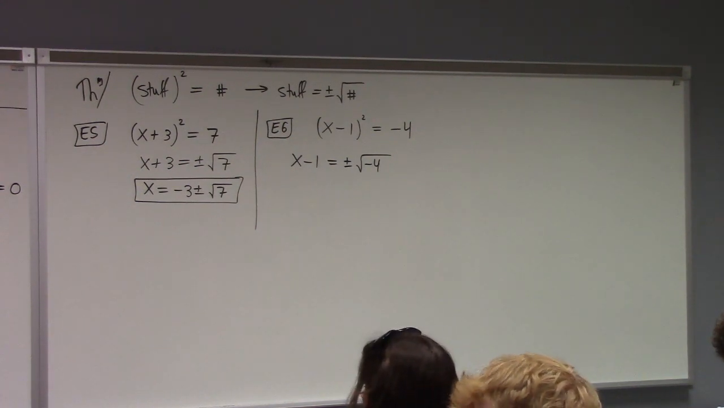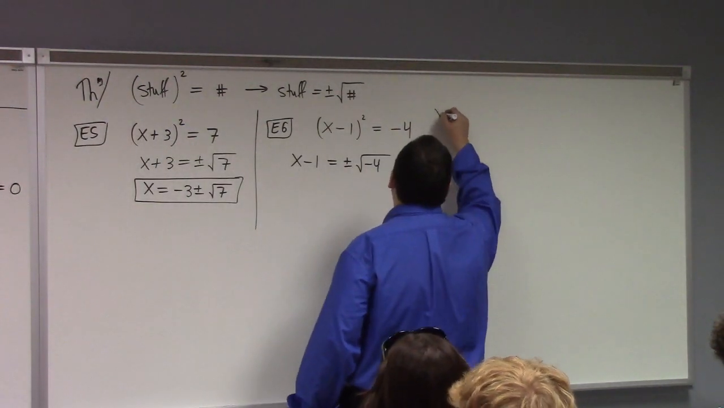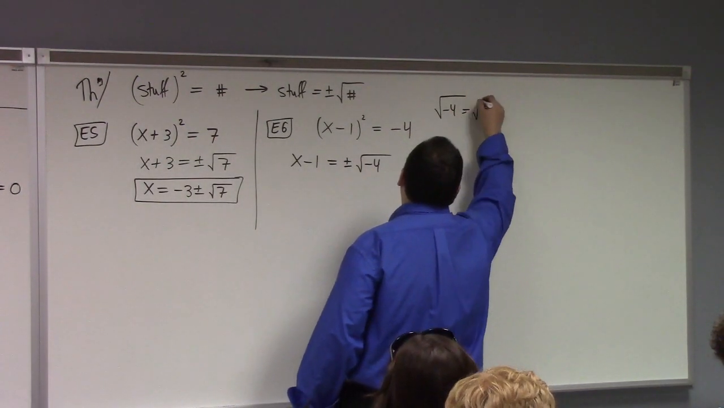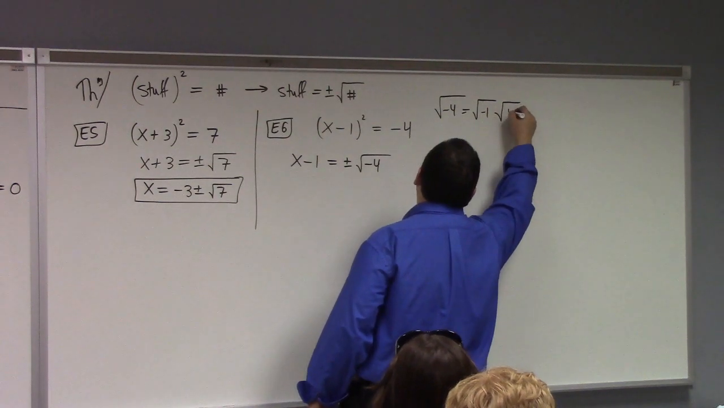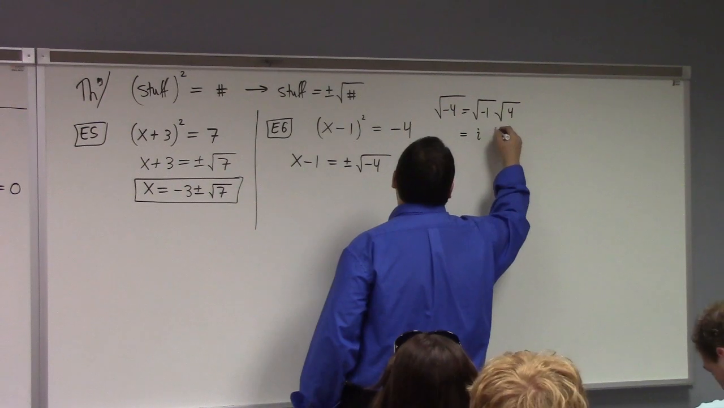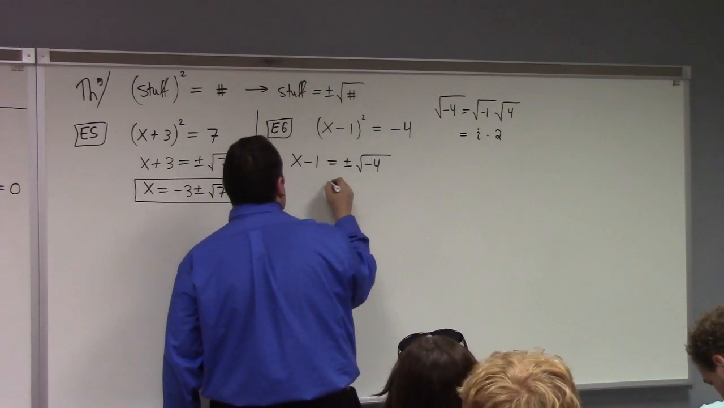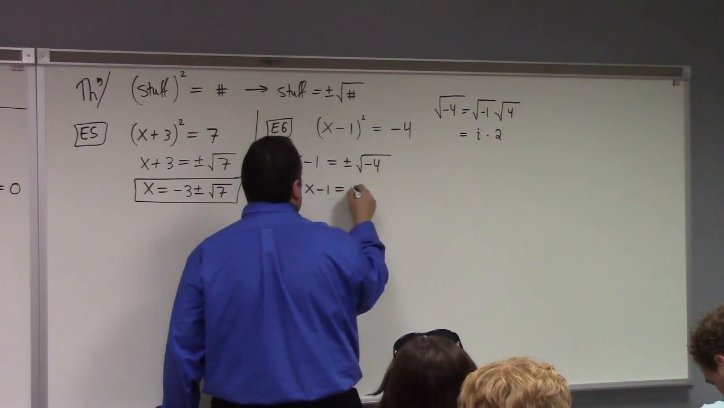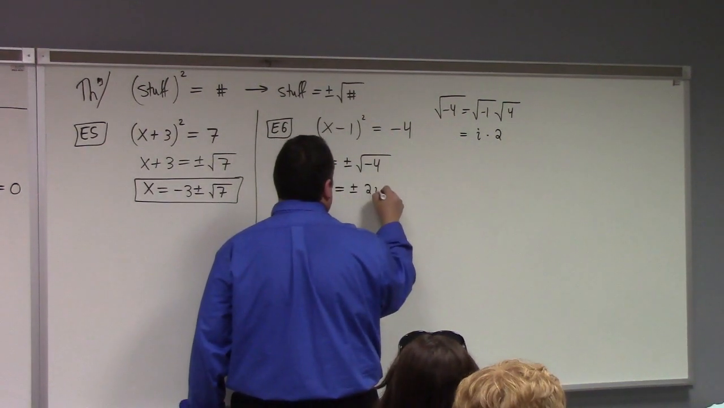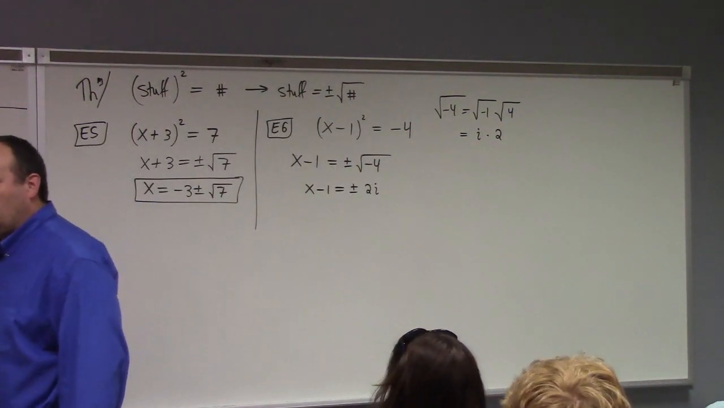The way we write the square root of minus 4, think of this as the square root of minus 1 times the square root of 4. Now, the square root of minus 1 is what we call i, and the square root of 4 is 2. So what we have here is x minus 1 equals plus or minus 2 times i. i is simply a notation for the square root of minus 1.